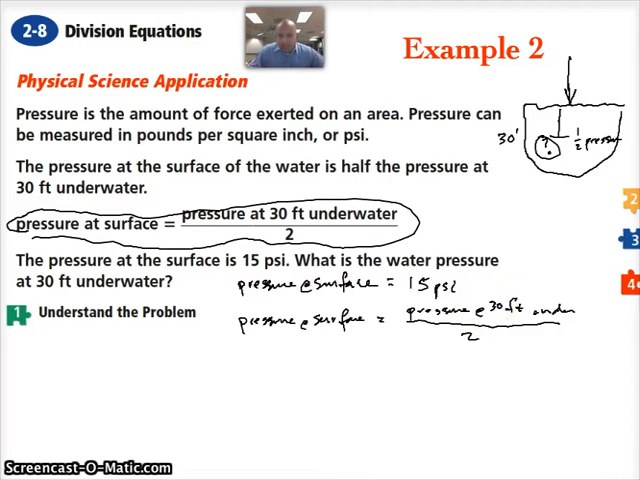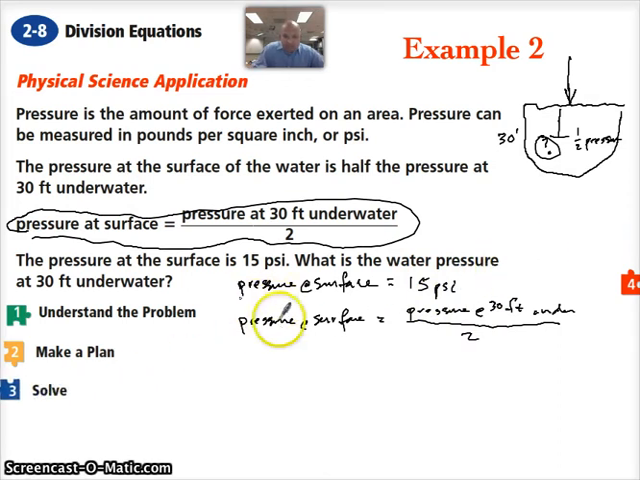Now next thing, I need to make a plan. What am I going to do? Well, it looks like I'm just going to go ahead and substitute pressure at the surface for 15 psi, since these two, let's call them variables, talk about this particular value. And then I'm going to have to figure out what the pressure is based upon that substitution. So my third step is to go ahead and solve it. Let's go ahead and do that.